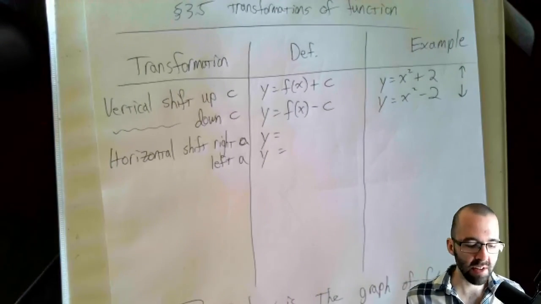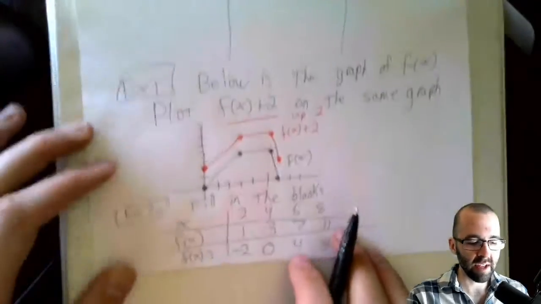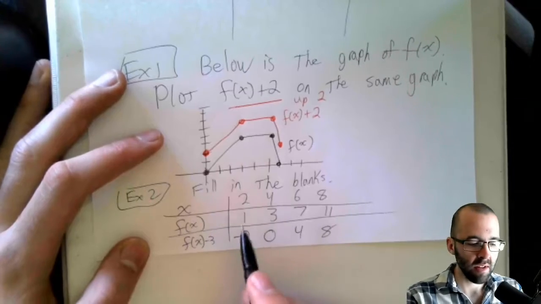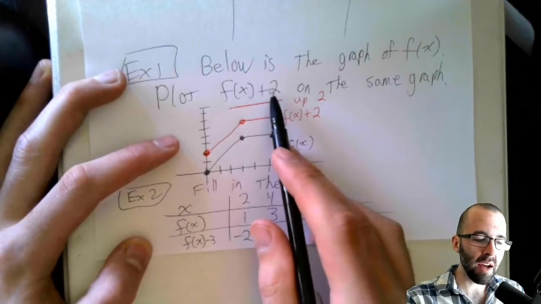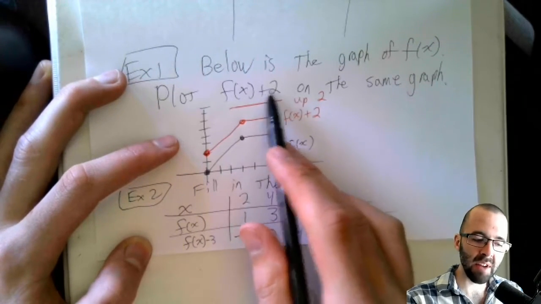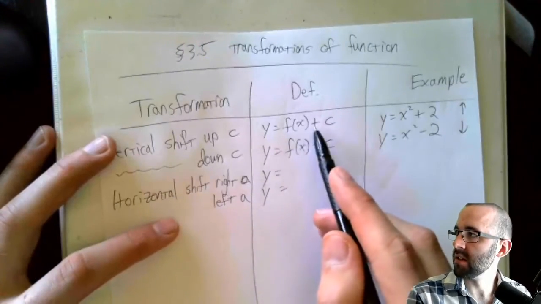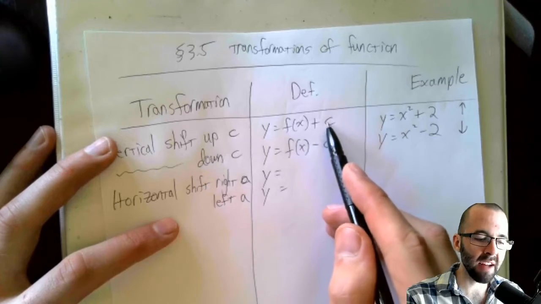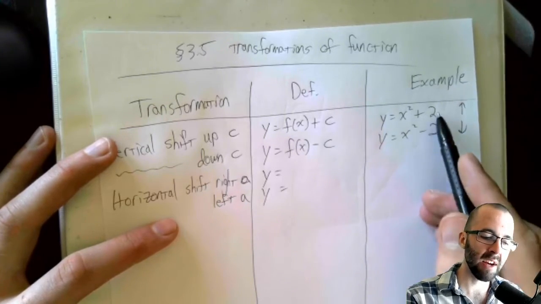So, let's look at this. Explain the table again, Bella. So when we have addition or subtraction on the outside of a function, that's a vertical shift. All right. If we add or subtract something at the end or at the outside, it's a vertical shift.